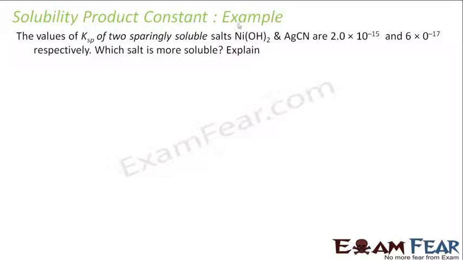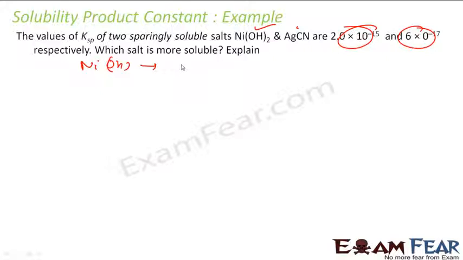The Ksp values of two sparingly soluble salts are given, and we have to say which salt is more soluble. To say which salt is more soluble, we just have to find S. Let's suppose I have this reaction: Ni(OH)2 will break into Ni2+ and 2OH-. Let's assume S1 is the solubility for this. So at equilibrium, this will become some initial amount minus S1, this will become S1, and this will become 2S1.